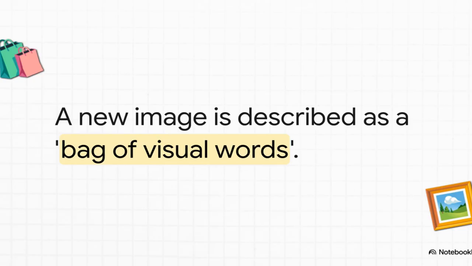Then, for each of those points, it looks through our shiny new dictionary and finds the code word that's the closest match. By doing this, the computer is basically translating the image from a meaningless grid of pixels into a meaningful list of labels. We call this a bag of visual words. So the image might be described as having 5 tire tread words, 10 window corner words, and so on.